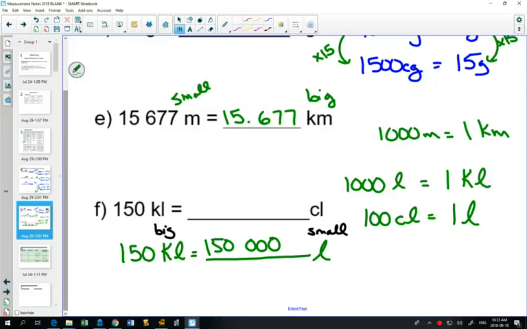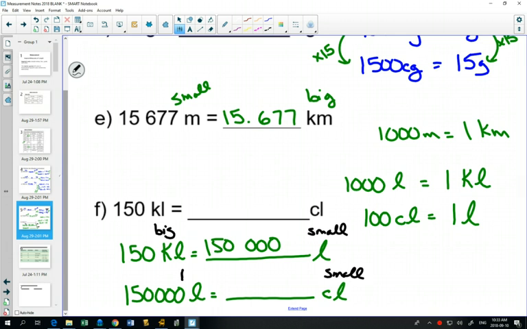And then my next step is, well, now that I know how many liters I have, could I change that to centiliters? Again, this is my small one, and this is my big one. And so again, I'm going to need more, so I'm going to multiply again, and now I need to multiply by 100. So I have 4 zeros already. When I multiply by 100, I get 2 more zeros. So our final answer here is 15 million centiliters.